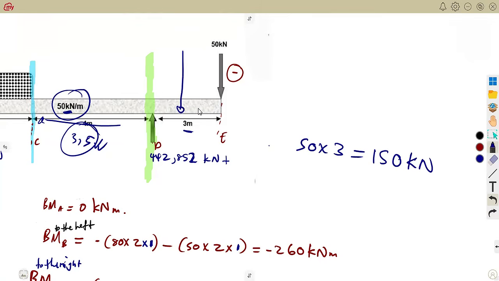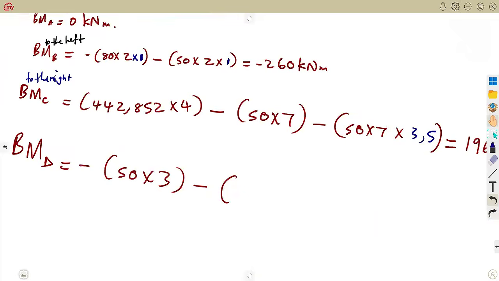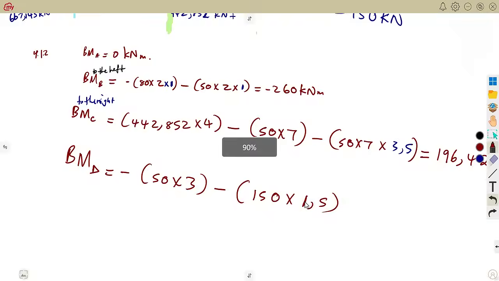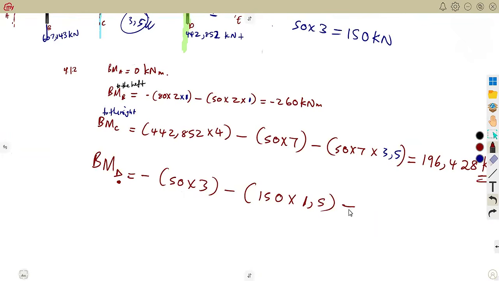But it will be separated now in between, just like the previous case. 3 divided by 2, 1,5 here, another one, 1,5 there. So that will be 150 times what? 1,5. So you're going to subtract that one. Remember, it's a negative. So that's 150 times 1,5. So the 1,5 there is the distance that we are taking back to what? Back to D. So that was going to give us a negative 375 kilonewton meter. So it was going to be a negative.